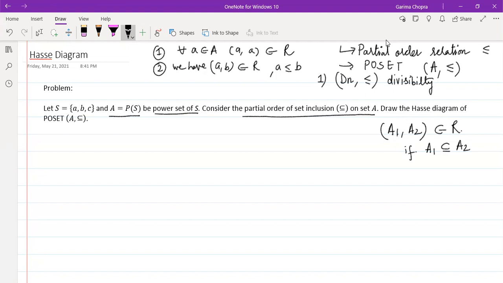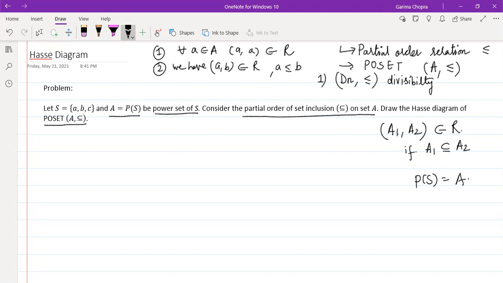So what is the set? The set is the power set of S, which we have named here as A. And what is the relation? The relation is set inclusion. The relation is this subset relation, that this ordered pair A1 comma A2 will be present in the relation set if A1 is a subset of A2. Draw the Hasse diagram of this poset.